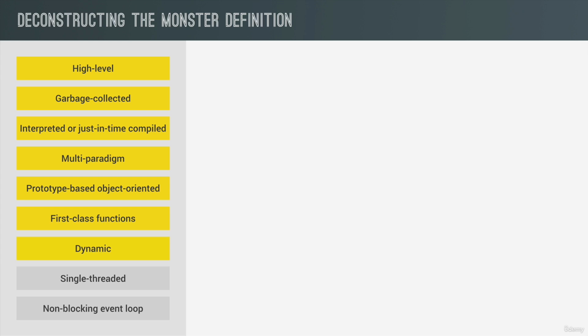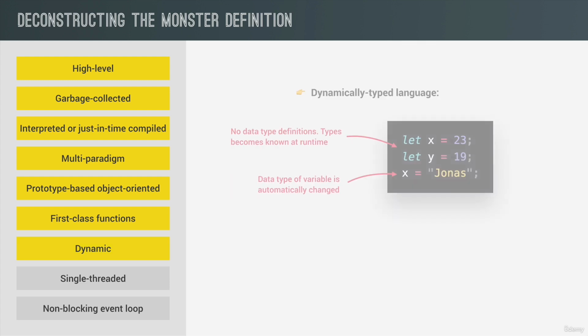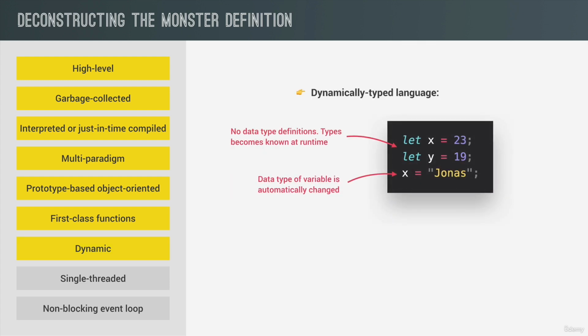Next, I said that JavaScript is a dynamic language, and dynamic actually means dynamically typed. So as we've already seen, in JavaScript, we don't assign data types to variables. Instead, they only become known when the JavaScript engine executes our code. Also, the type of variables can easily be changed as we reassign variables. And this is basically what dynamically typed means. Now, there is a lot of controversy if this is good or bad, but this is just how it works.